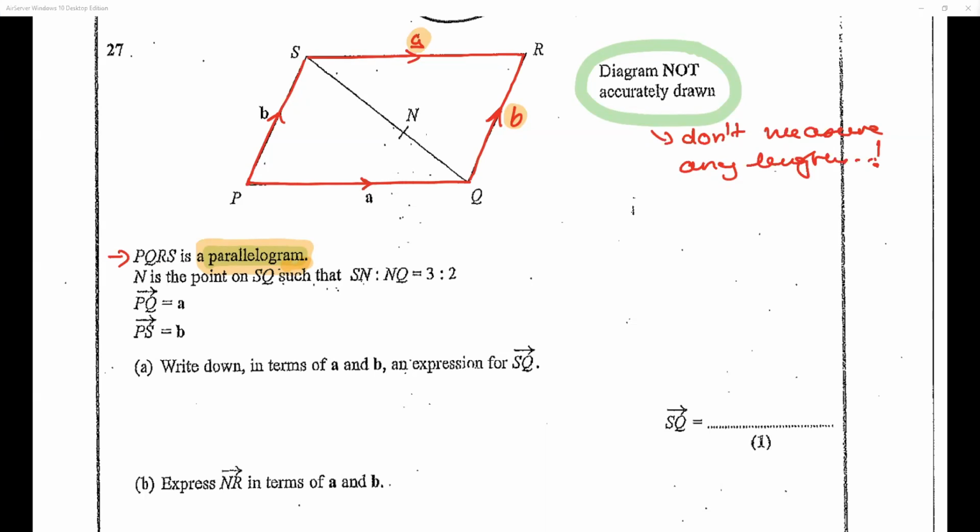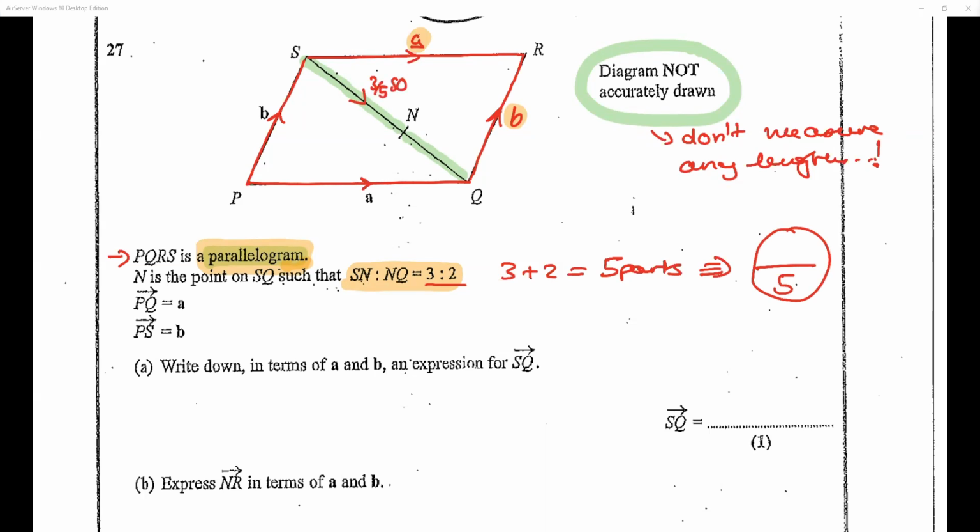Okay, next comes understanding. Can you explain what this means, SN to NQ? SN is 3 over 5 and NQ is 2 over 5. Okay, so if you have a ratio of 3 to 2, how many parts do we have altogether? 5. We have 5 parts. So 3 of them is S to N. What fraction are we working in? We're working in fifths. So S to N is going to be 3/5. 3/5 of what? Of the whole thing.